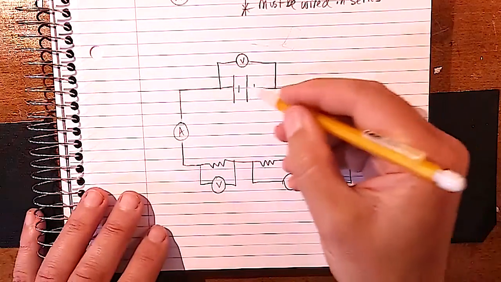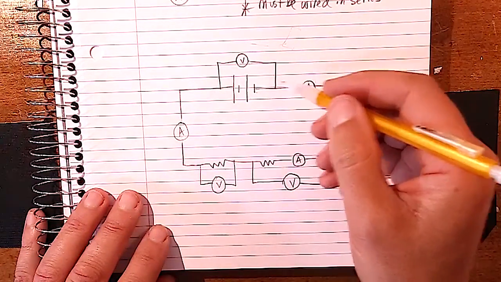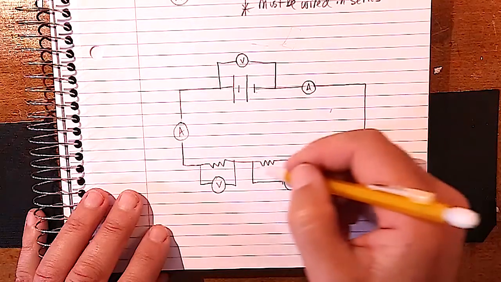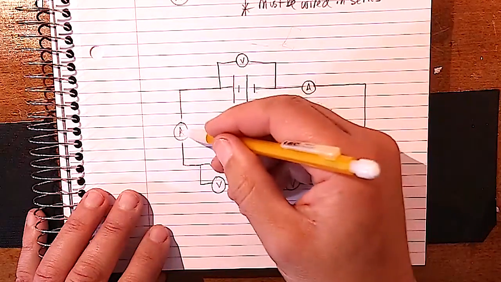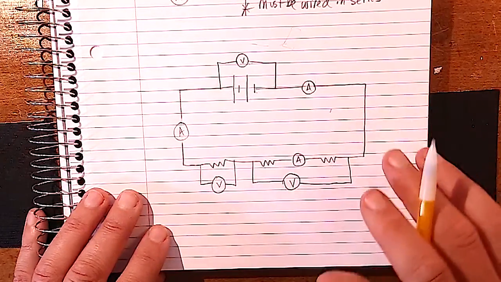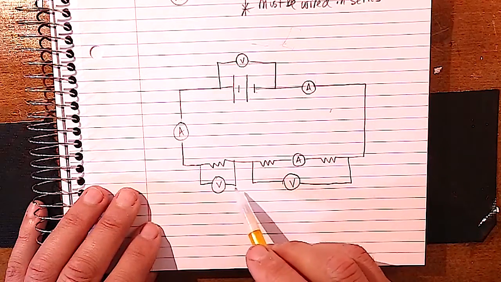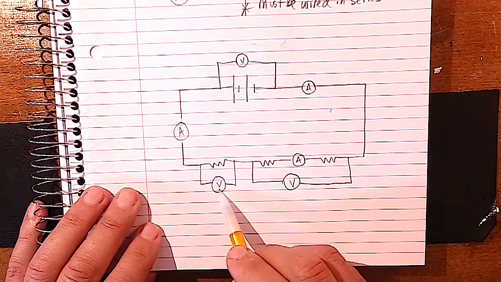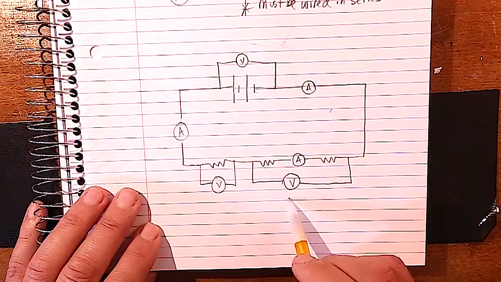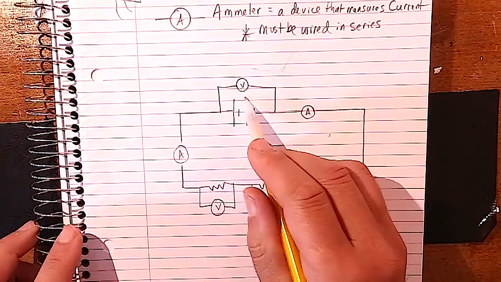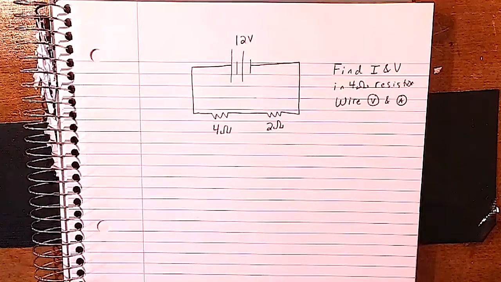Because what's the current in a series circuit? Well, the rule is that the current stays the same, so these three ammeters would read the same value. Now that's different from the voltmeters, because the voltage here plus the voltage of these two would add up to our total voltage here. So here's a question that you might get asked.